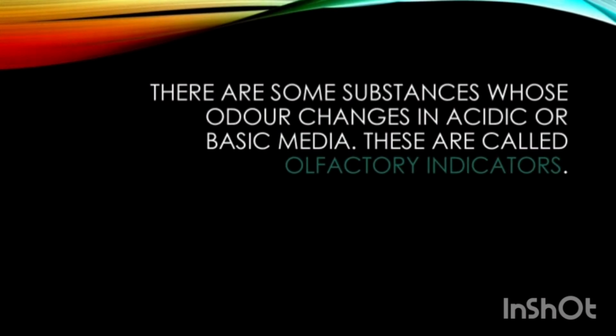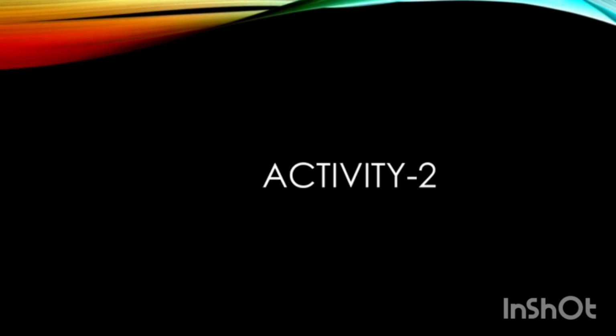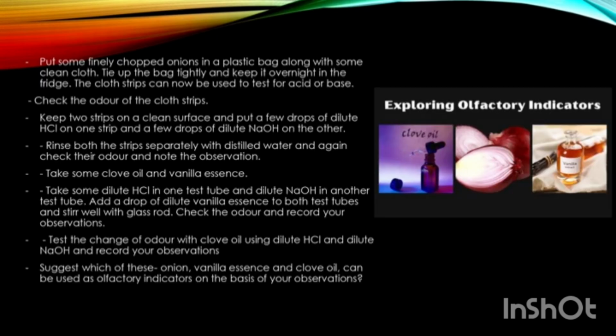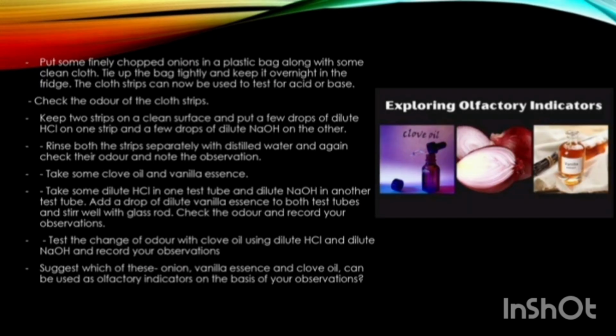Let us see activity 2. Put some finely chopped onions in a plastic bag along with some clean cloth. Tie up the bag tightly and keep it overnight in the fridge. The cloth strips can now be used to test for acid and base. After doing that, check the odor of the cloth strips.